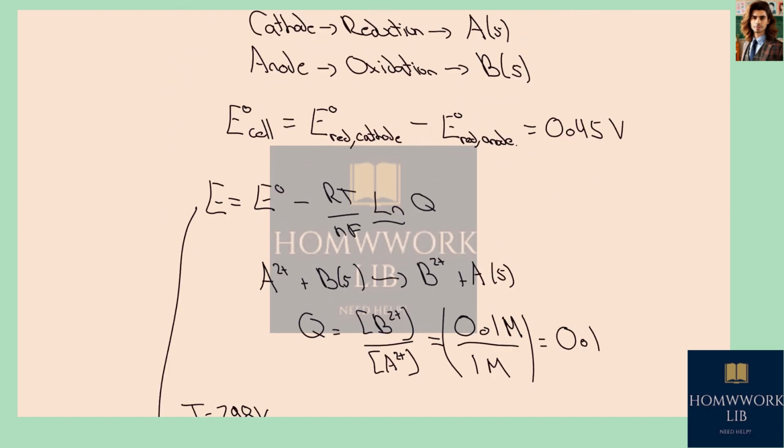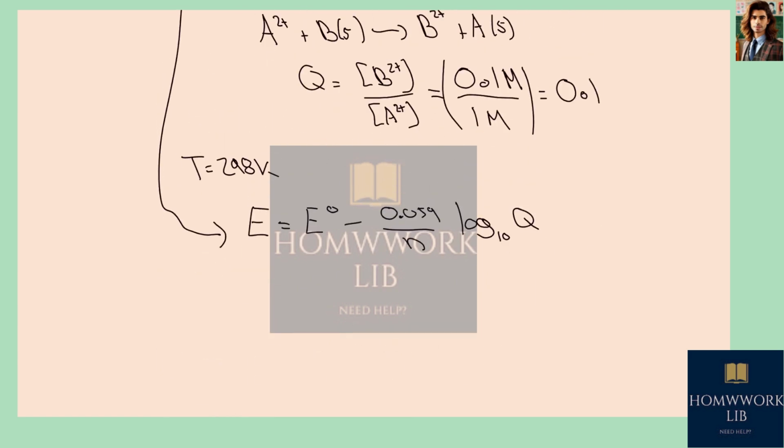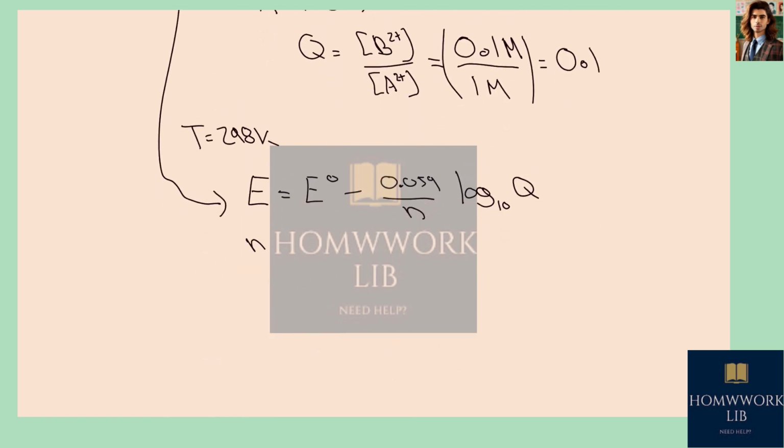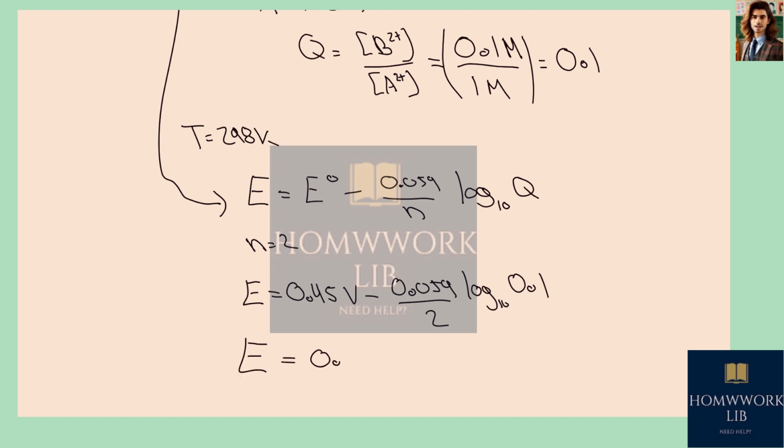So we already did the calculation for E0, and we know that n is equal to 2. So the potential of the cell would be 0.45 minus 0.059 divided by 2 times log base 10 of 0.1. The result of E will be 0.4795 volts. And this would be our final answer.